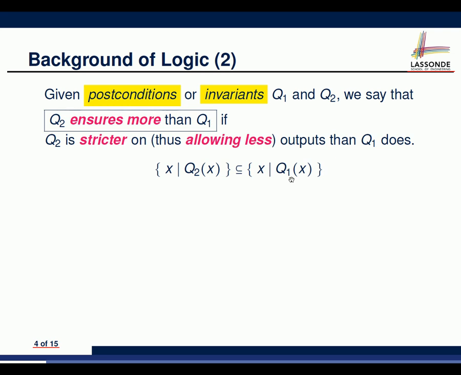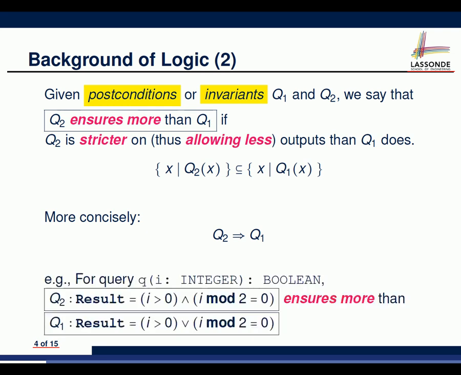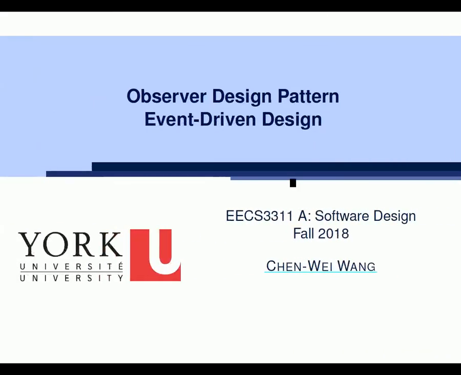So there's a very common misconception here. When I say Q2 ensures more, you might think the corresponding set for Q2 will be larger than Q1. No, it's not. It's the opposite. It simply means it's stricter. So to check this, logically, you get Q2 implies Q1. Okay, good. Let's go back to our example.